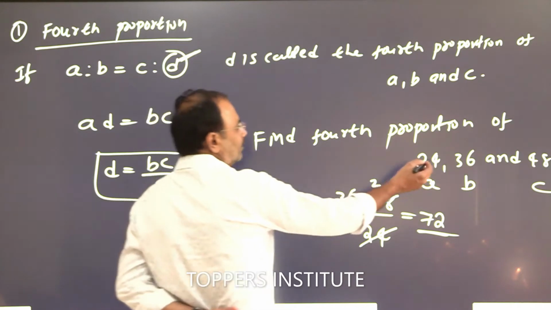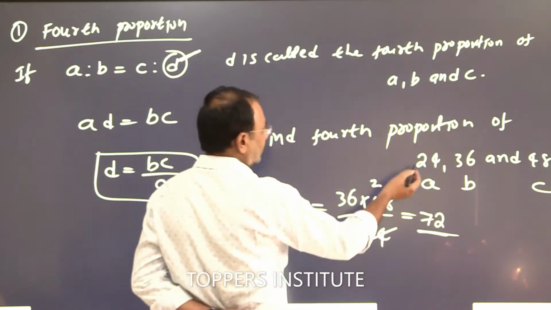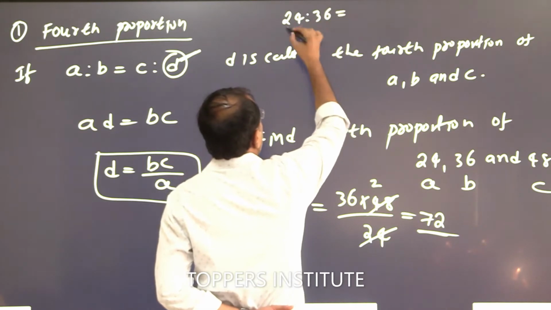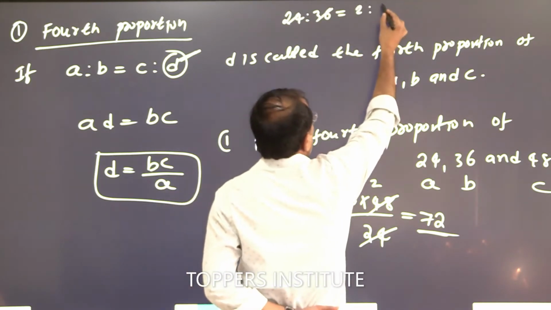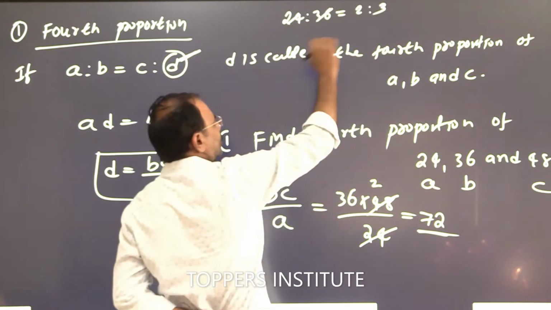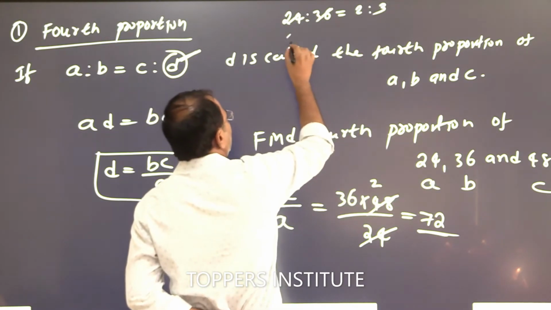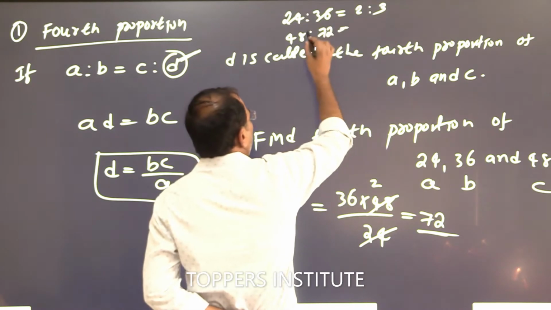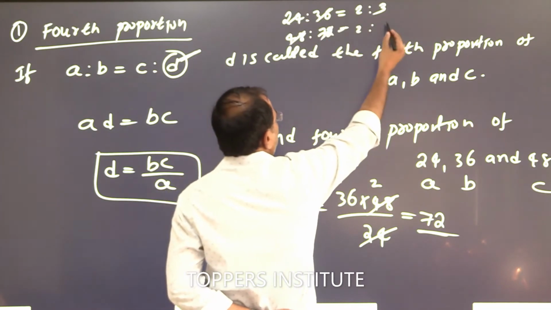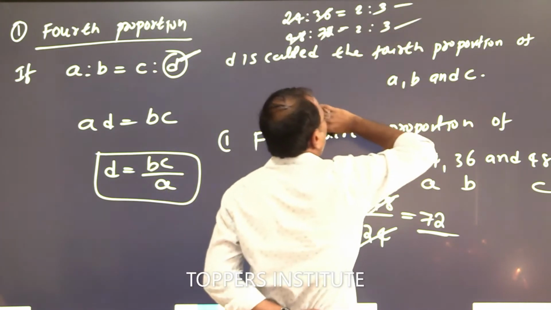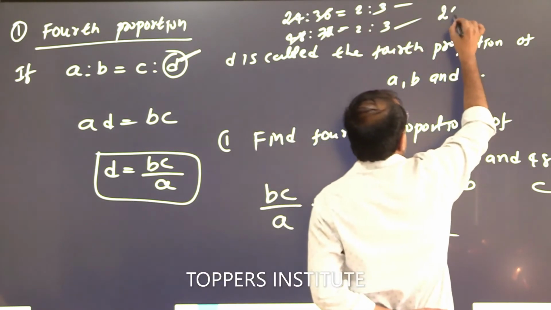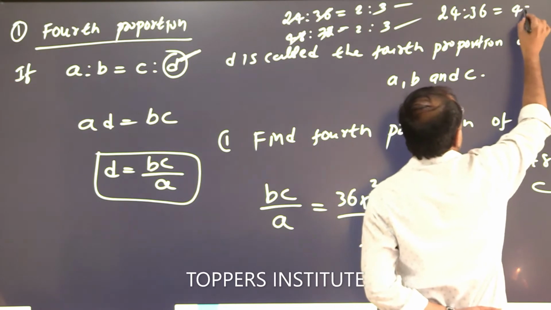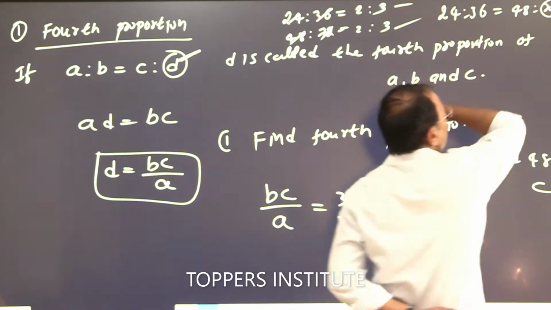దెన్ వాట్ ఈస్ ద మెయిన్ థీమ్ ఆఫ్ దిస్ వన్? సో 24 is to 36. What is 24 is to 36? 12 twos, 12 threes, 2 is to 3. In the same manner 48 is to fourth proportion 72, then 24 twos, 24 threes. So 2 is to 3, 2 is to 3, both are same. 24 is to 36 is equal, 48 is to what is the fourth proportion?